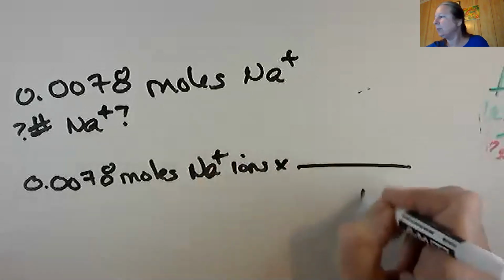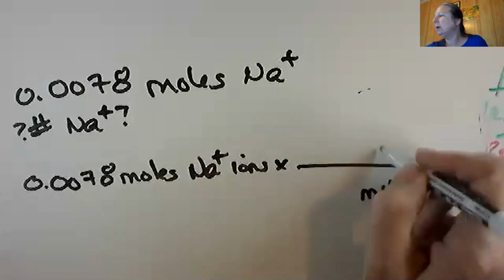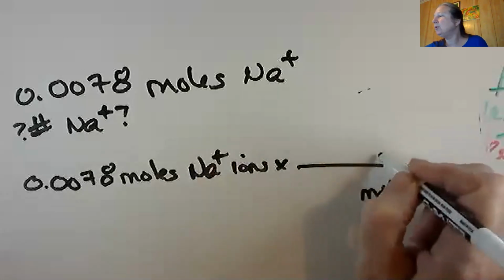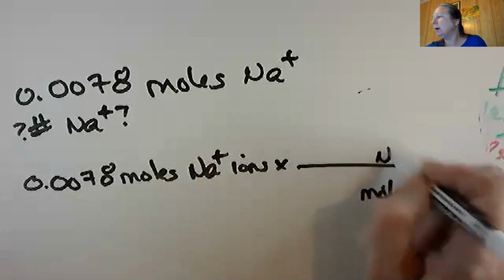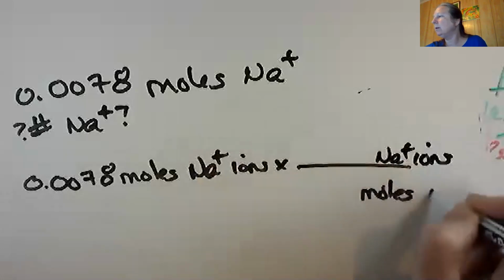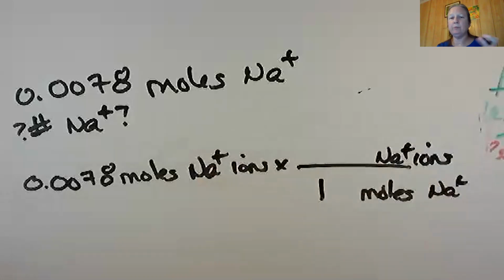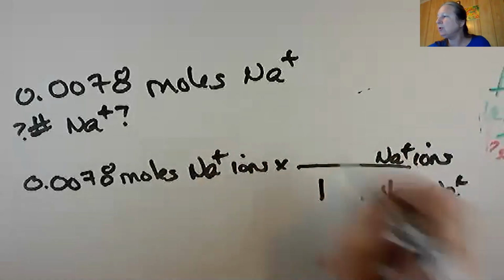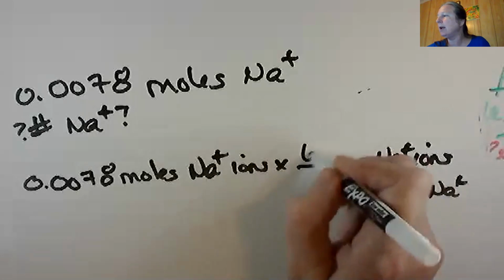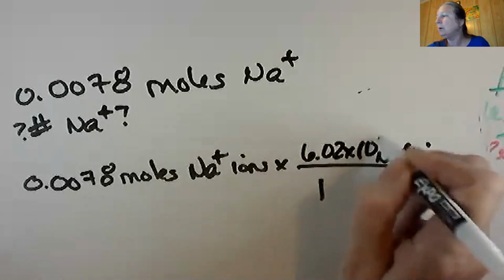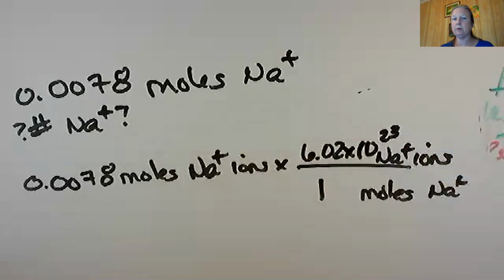And I'm going to run out of room. So you're getting rid of moles, and you're just adding a number. And I'm not sure how to, this just comes with practice, you'll get used to using this. But my relationship is for every 1 mole of sodium ion, I have this many individual ions. So I can cancel out that, and that's going to be the math that I do.